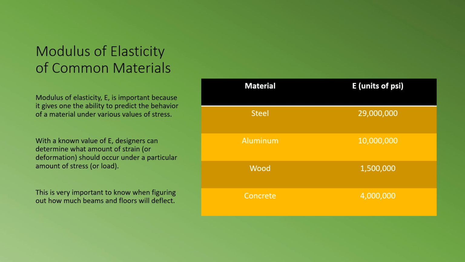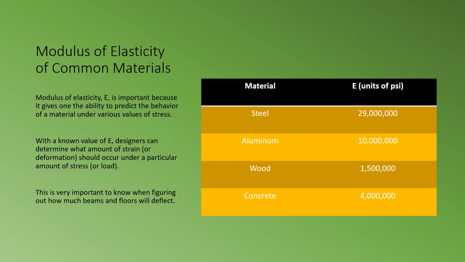A good way to think about modulus of elasticity is that it represents one component of a member's stiffness or rigidity. When you compare the modulus of elasticity of steel to aluminum in the figure shown to the right, you can see that steel's E is larger by a factor of 2.9 times. What this means is that a member made out of steel would be 2.9 times stiffer than a member made out of aluminum.